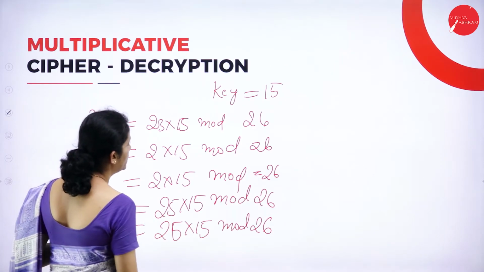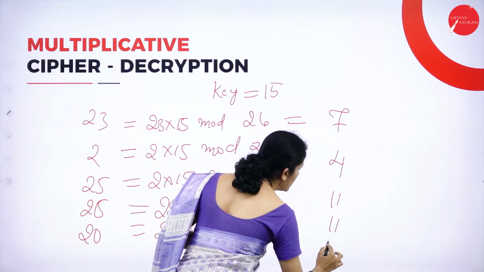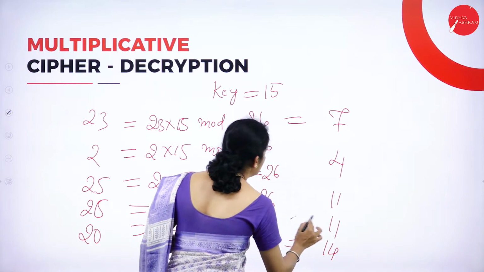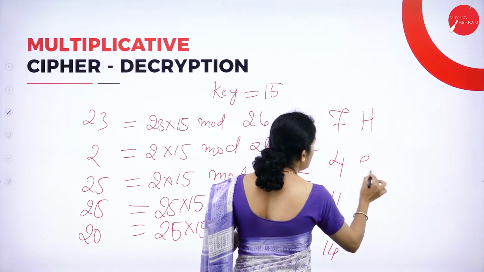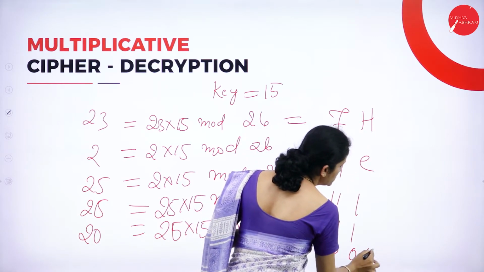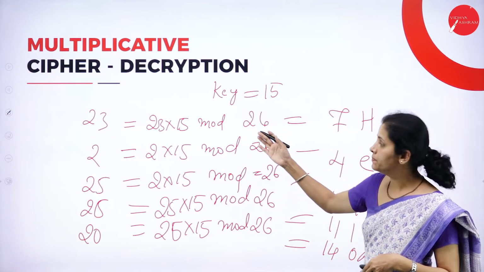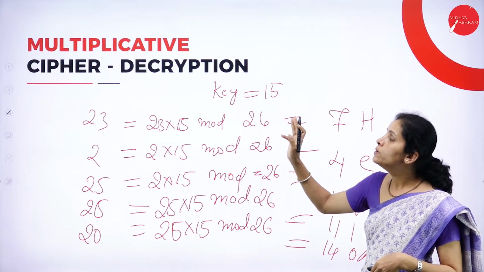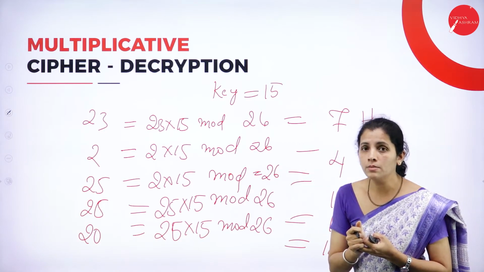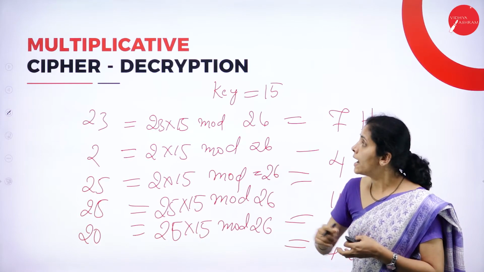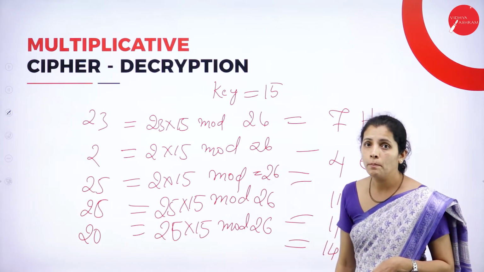11, 11, 14. So I'm going to get 7, 4, 11, 11 and 14, and write the equivalent letters, that is HELLO. This is the way I'm going to perform multiplicative decryption. So multiplicative cipher has an encryption algorithm as well as a decryption algorithm, and I'm going to apply both algorithms to provide data privacy.